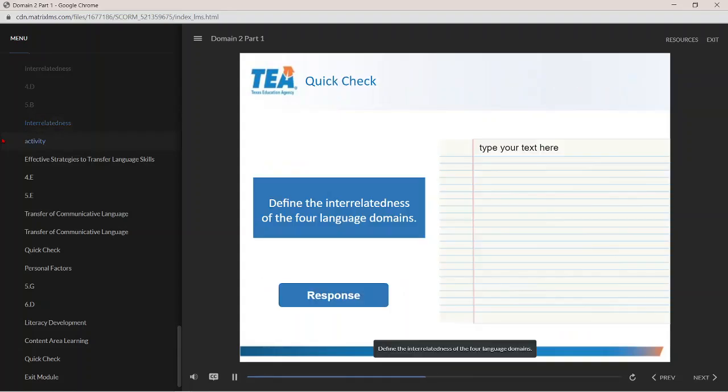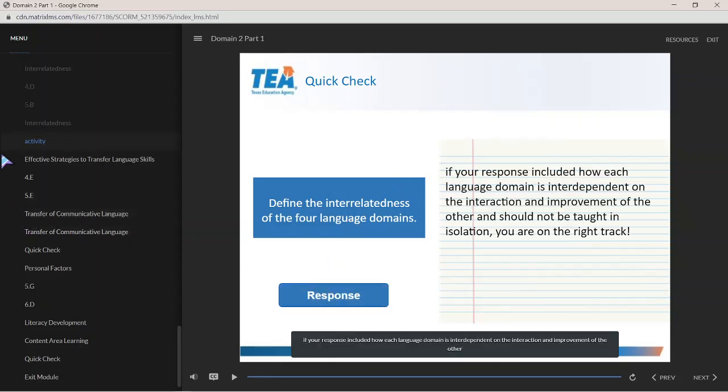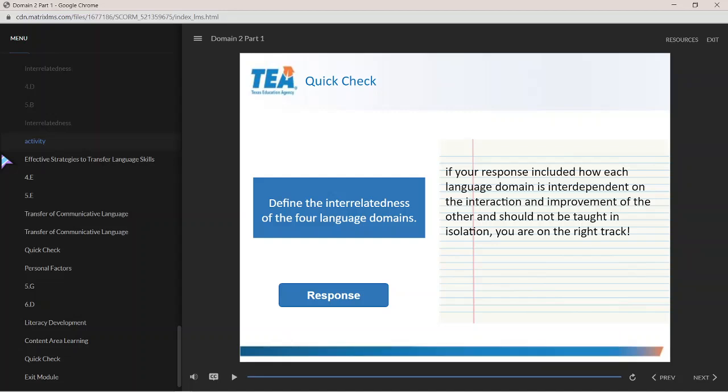Define the interrelatedness of the 4 language domains. Although responses may vary, if your response included how each language domain is interdependent on the interaction and improvement of the other and should not be taught in isolation, you are on the right track.